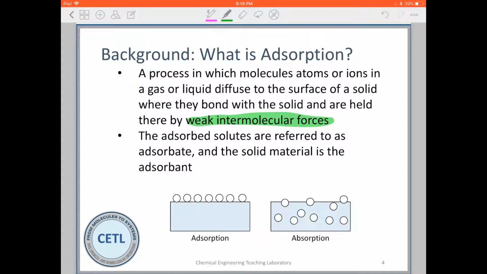Now, some important nomenclature. The adsorbed solutes are referred to as adsorbate. So this is my adsorbate. And in this experiment, your adsorbate will be either benzene, toluene, or cumene. And the solid material is called your adsorbent. And in this case, for this lab, your adsorbent is molecular sieve 13X.